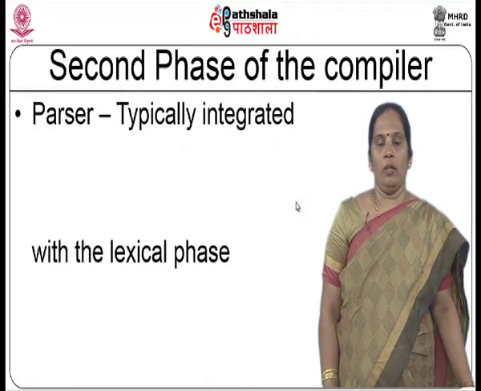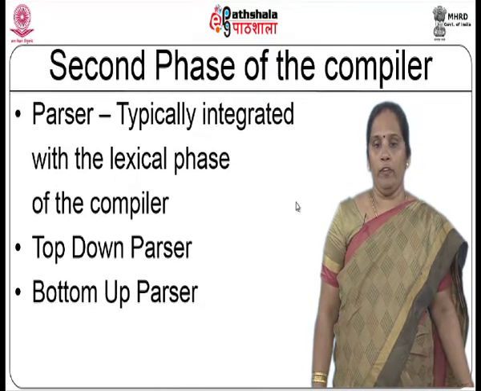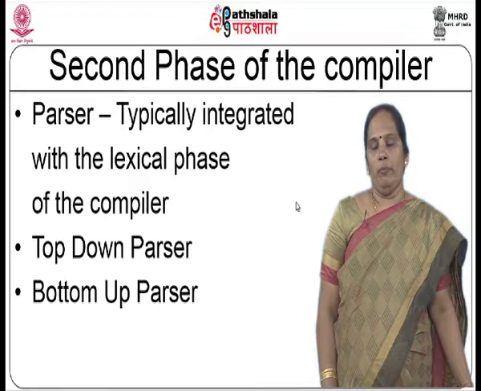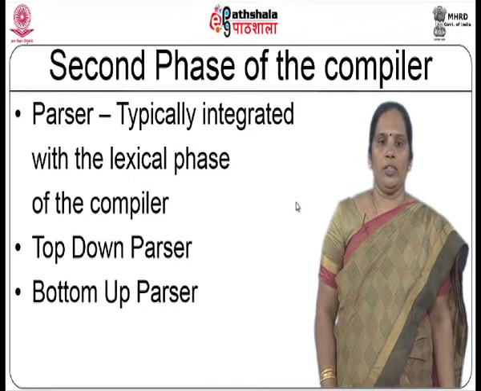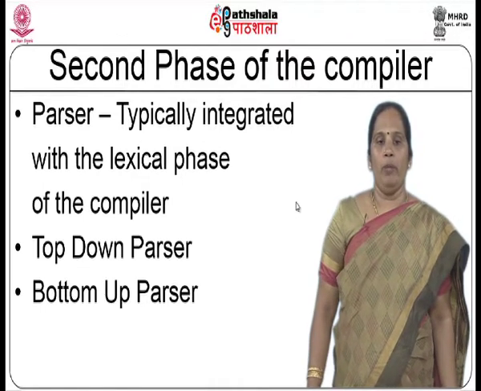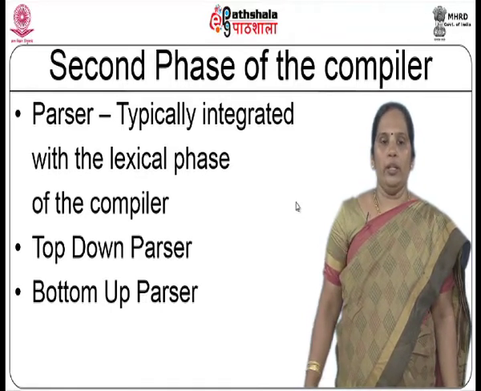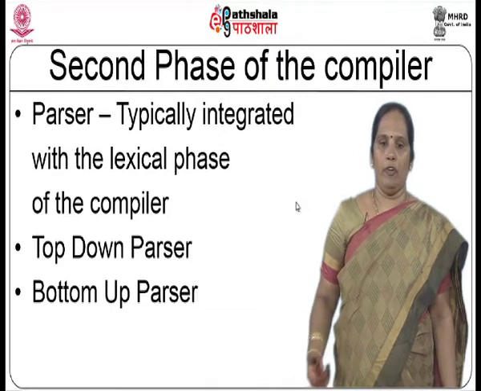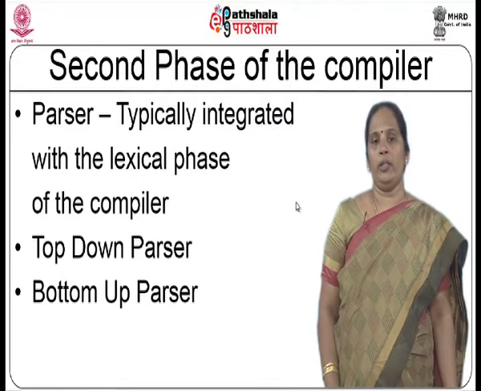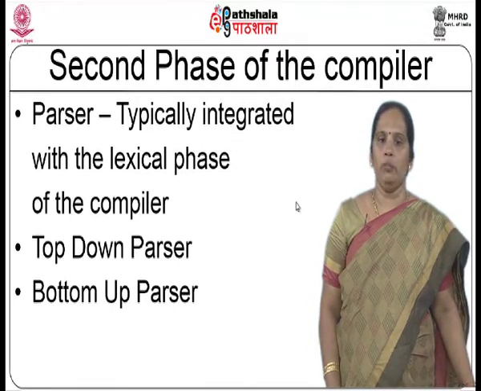So let us briefly go through the introduction to a parser before we discuss the pre-processing required for the LL1 parser. The parser is typically integrated with the lexical phase of the compiler. If you remember the first module, we said that there is a get and give command between the lexer and the parser. The lexer issues a token whenever the parser asks it for a token. That is why we say the parser is typically integrated with the lexical phase of the compiler. And the parser can be of two varieties, one is the top down parser, the other one is the bottom up parser.